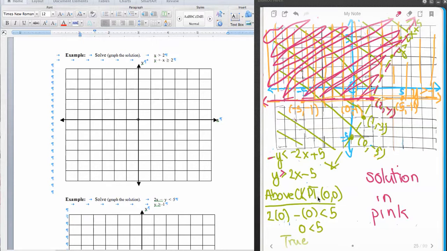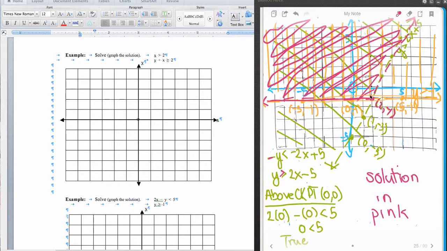I did not do a checkpoint for the yellow line, the y is greater than or equal to negative 1, but I could have done the origin there, so 0 is greater than or equal to negative 1, and that would be a true statement. And so my solution is where I see both the yellow and the green, which is where I've highlighted with the pink. So I've got the boundary line of y equaling negative 1 coming across here until it intersects with the boundary line that is dotted here, and everything shaded in between.